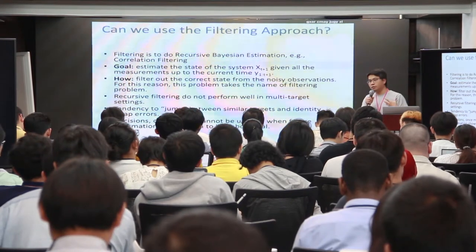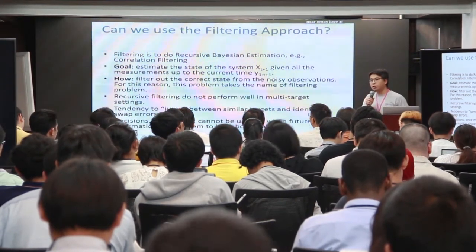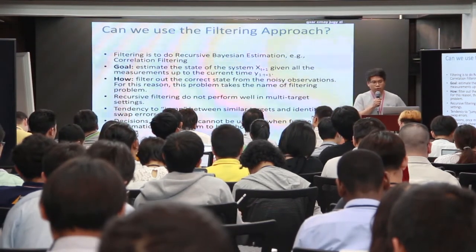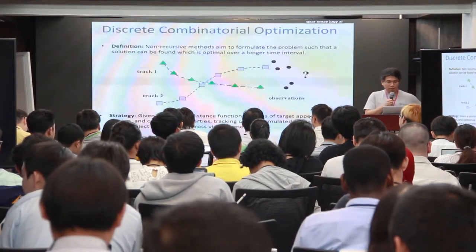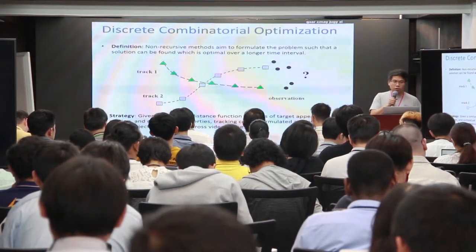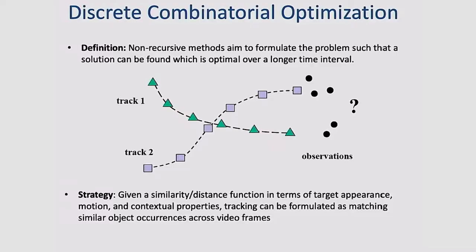For the tracking problem, sometimes you have a video and you do offline processing, so you can go back and forth to link the detections together. You don't have to do it in one pass. That's what I meant. So another approach to multi-target tracking is through data association, or discrete combinatorial optimization. The definition is a method that aims to formulate the problem as finding the tracks, linking the detections into tracks. The strategy is, given a similarity or distance function in terms of target appearance, motion, and contextual properties, tracking can be formulated as matching similar object occurrences across video frames.